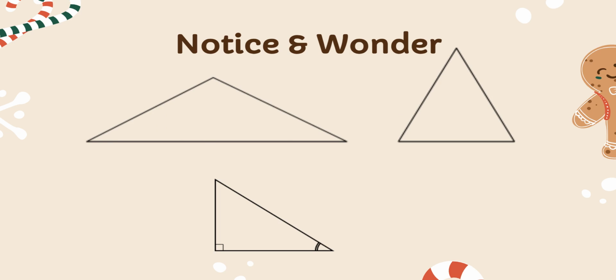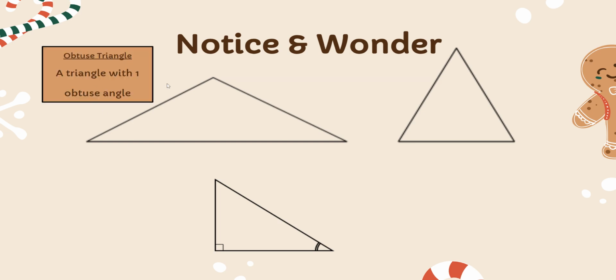So we're going to write these names in our notes. This first one is called an obtuse triangle. So that's going to be the name. And then the definition is a triangle with one obtuse angle. And here's a picture of it. As you can see, here's the obtuse angle. And then the other 2 angles are acute, but it has one obtuse angle.